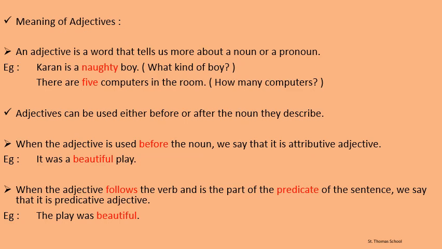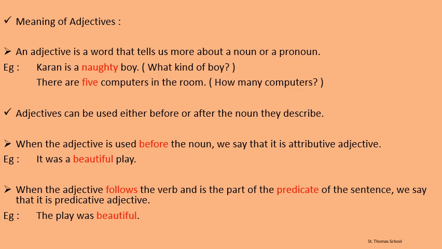Next example is given. There are 5 computers in the room. So how many computers are there? 5. So 5 describes how many computers there are, that is, computer is the noun, and how many computers are there, that is 5. So the number 5 is describing the noun in this sentence.